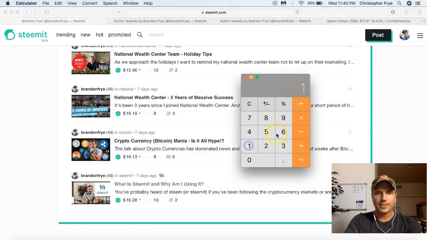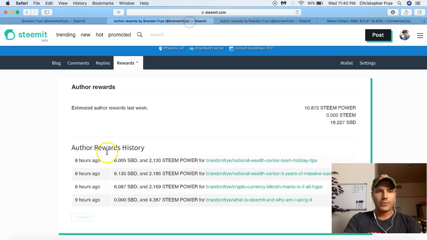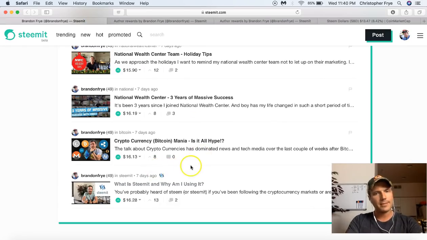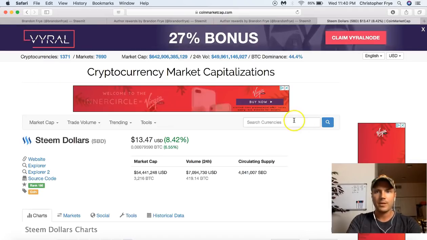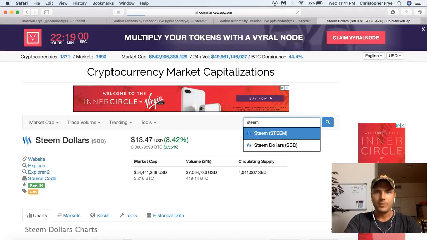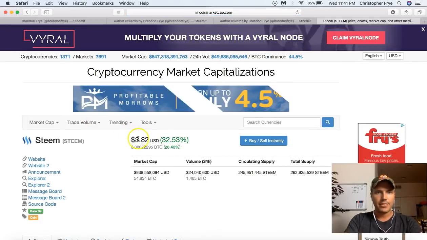So if we take 16.28 times 0.75 to get 75% of it, that equals 12.21. Okay? So if you look in my author rewards, you can see I got 4.378 Steem Power for this post. So I know some of you are probably like, that doesn't make sense. Well, you might want to bookmark this site right here. This is coinmarketcap.com. So if you go to Steem, just look up Steem's value. It's at 382 right now.